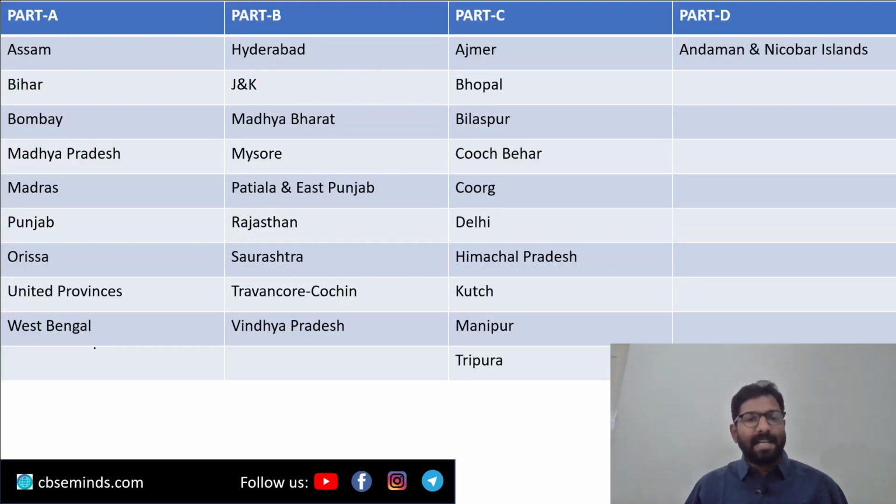Now see, on this slide you can see how these 29 states were grouped under Part A, Part B, Part C and Part D. You can see that under Part D it consists of only one state, that is Andaman and Nicobar Islands, the only state under Part D, clear? And then under Part C you have got certain chief commissioners provinces like Ajmer, Coorg, Delhi, Himachal Pradesh. These were chief commissioners provinces, clear? And then Part A consisted of the governors provinces and Part B the princely states. This is how it was divided.